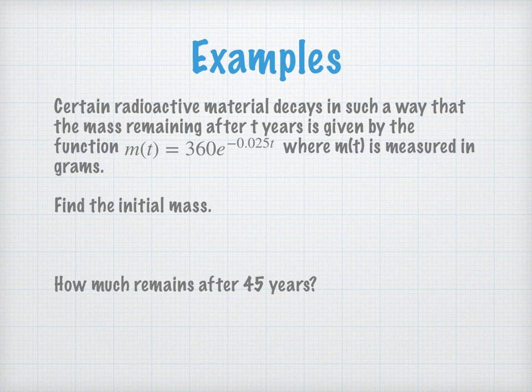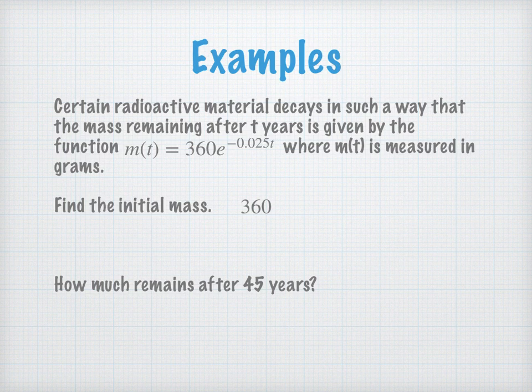Certain radioactive material decays in such a way that the mass remaining after t hours is given by the function m of t equals 360 e raised to the negative 0.025 t, where m of t is measured in grams. We want to do two things. First, find our initial mass, and second, find how much remains after 45 years. Well, the initial mass is our initial value, so we can see from just looking at our function, the initial mass is 360.